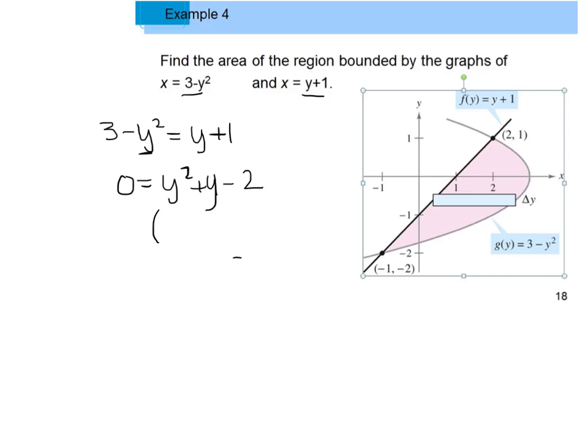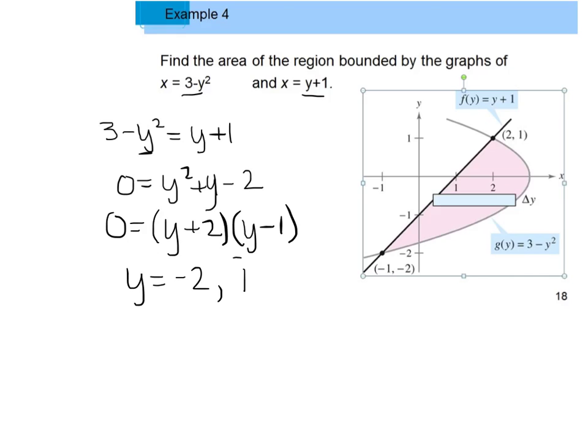Now I can go ahead and factor, and I see that I'm going to end up with a y plus 2 and a y minus 1 is equal to 0. So this tells me that y is equal to a negative 2 and a positive 1. So let me fix that, sorry.